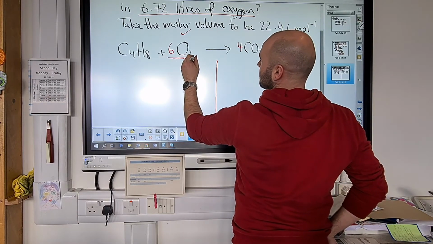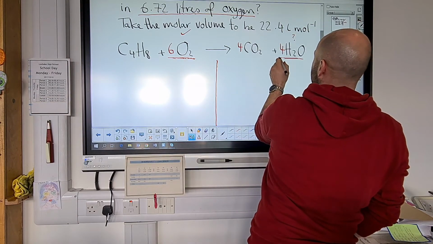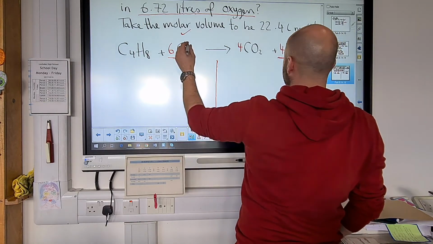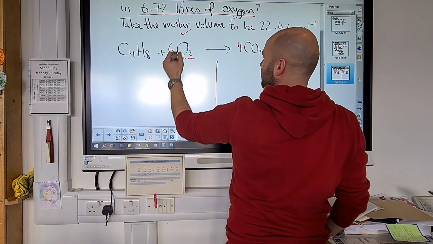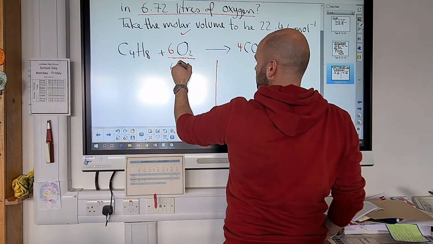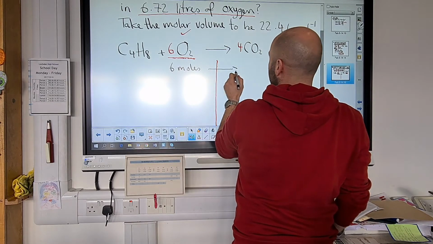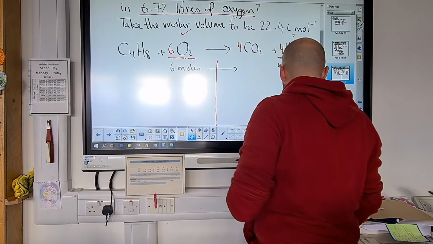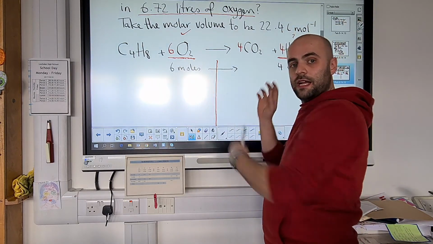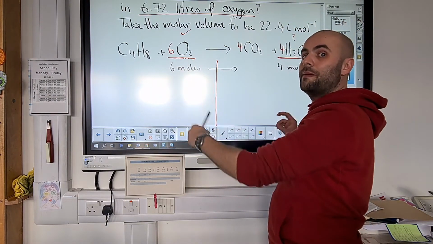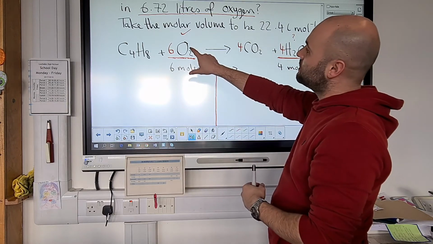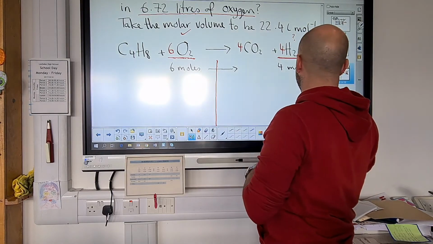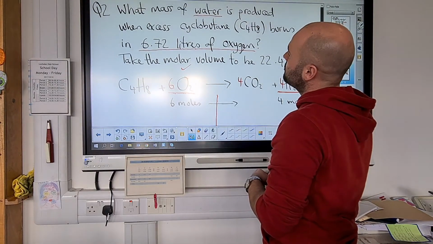So these, as I said, are the things that we are interested in, the H2O and the oxygen. I'm going to write down the mole ratio. So I know so far that every time I have 6 moles of oxygen, I will produce 4 moles of water. The slightly different thing about these types of calculations is that we're working with volume and mass at the same time. So we need to make sure that we've got our wits about us and make sure that we're aware that this is what we're trying to do.